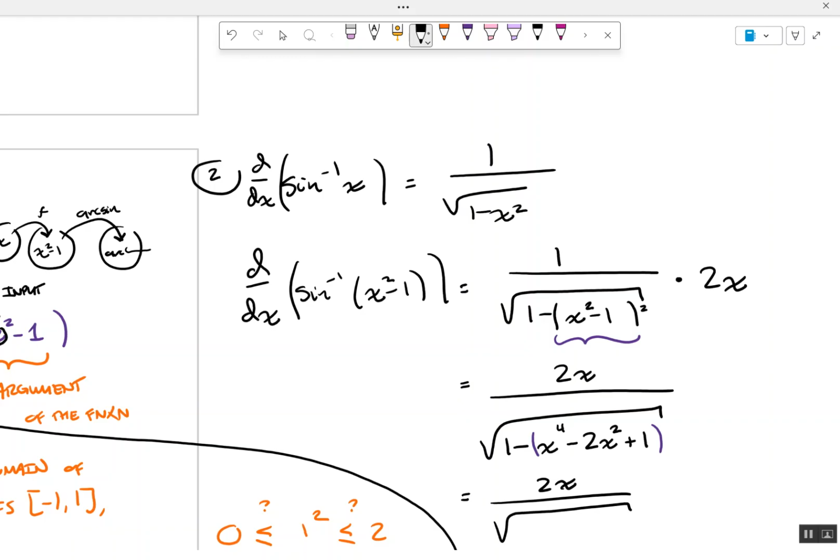So we've got negative x to the 4th plus 2x squared. This one is going to cancel over here with that minus 1, so we get negative x squared plus 2x squared.